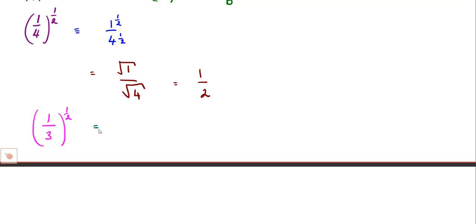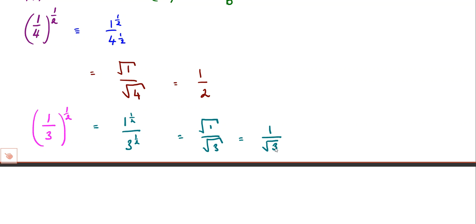You separated one. Yeah, thank you, I was waiting for that. 1 to the power of a half divided by 3 to the power of a half, which is then the square root of 1 divided by the square root of 3, which is equal to 1 divided by the square root of 3. Now, is that a good final answer?